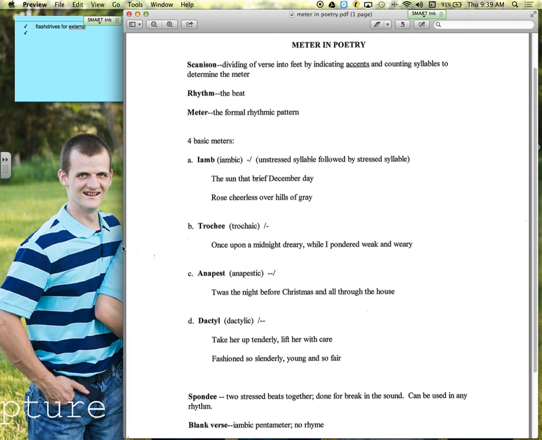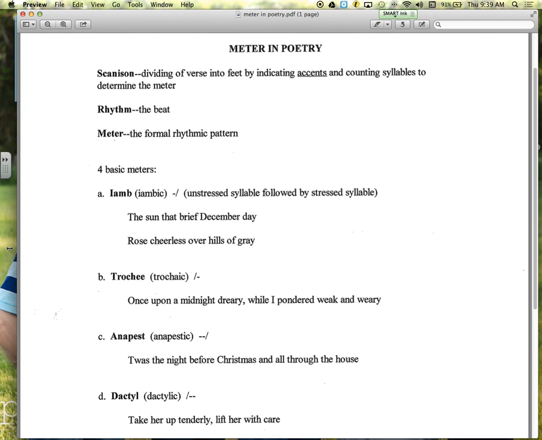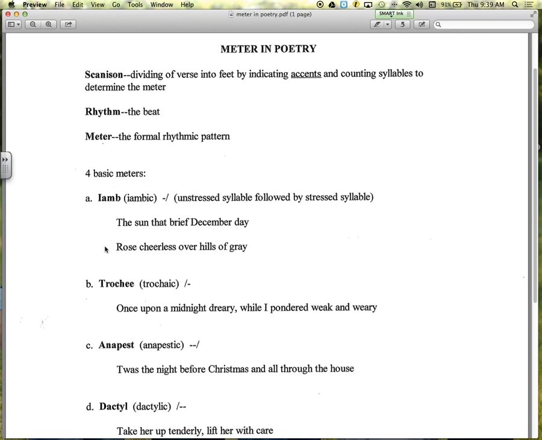Get you a place to write notes here. Let me make this full screen. We're going to be talking about something new today that you've never done before, and I'm going to give you this piece of paper to keep notes on. We are going to be having a quiz over it next week, so it is going to be important that you pay attention and kind of understand what we're doing today.